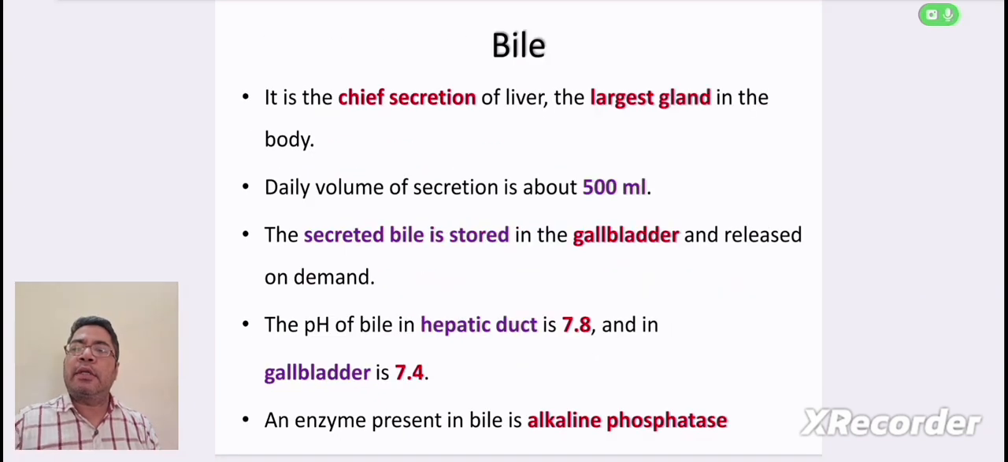Coming to the next point, bile. It is the chief secretion of the liver, the largest gland in the body. Daily volume of secretion is about 500 ml. The secreted bile is stored in the gallbladder and released on demand. The pH of bile in the hepatic duct is 7.8, whereas that in the gallbladder is 7.4. The enzyme present in the bile is alkaline phosphatase.